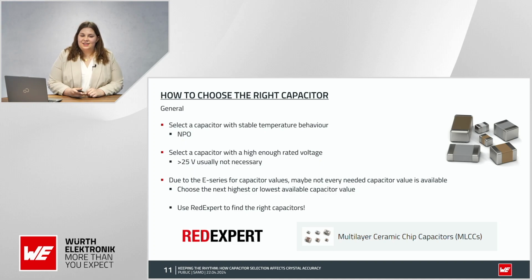And then another hint, you can use our RedExpert tool to find the right capacitor by going onto RedExpert, looking at the multi-layer ceramic capacitors, and then finding those that you want. You can select for the rated voltage, for the temperature behavior, and the values you need.